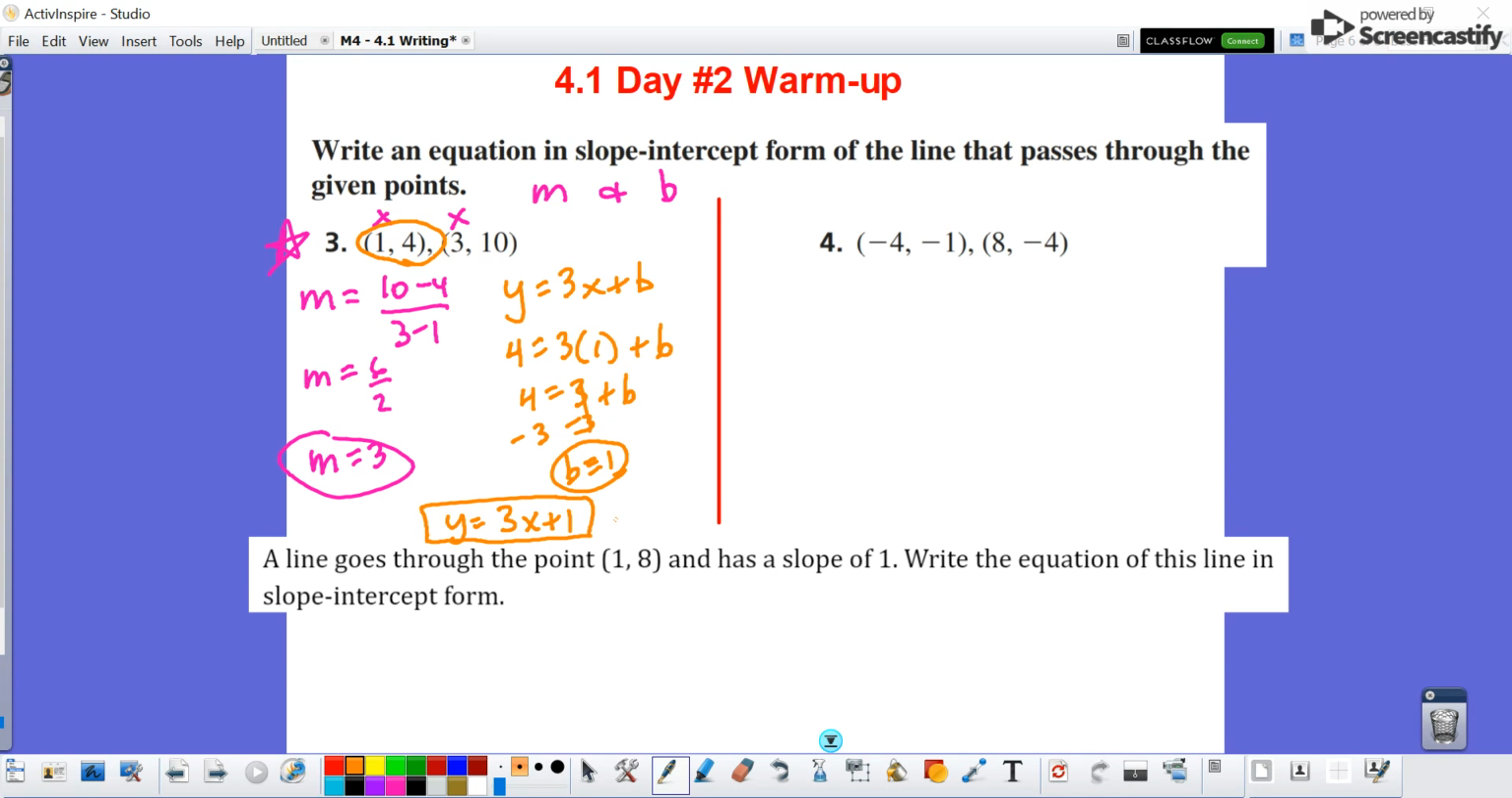Wanted to make sure you're comfortable looking at that and seeing those scenarios when we don't have a slope or we don't have a b value that's easily accessible, because in this case, the x value is something different than 0. The same thing happens in 4. Notice that my x's are different values, so I will have to do some work there. Here's some quick work in number 4.